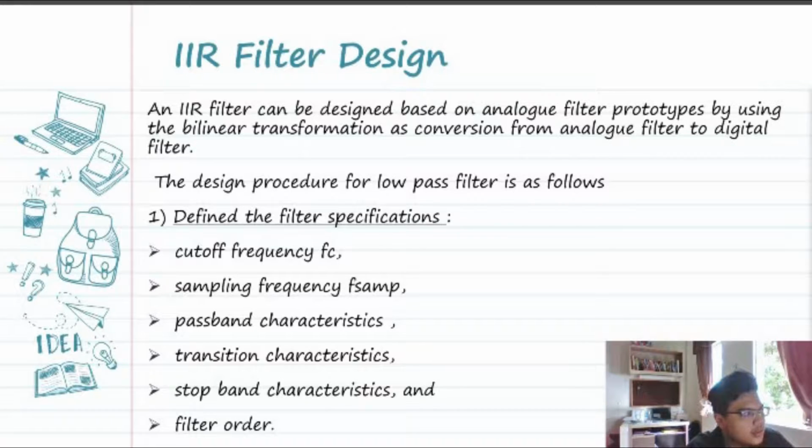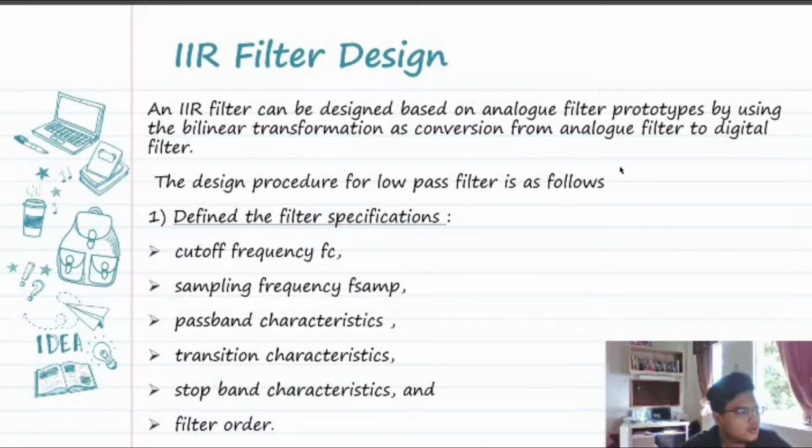Today I will present my part, that is IIR filter design. An IIR filter can be designed based on an analog filter prototype by using a linear transformation as conversion from analog filter to digital filter. Before we start the low pass filter, we need to follow the design procedure. The first one is to define the filter specification: cutoff frequency, sampling frequency, passband frequency characteristic, transition characteristic, stopband characteristic, and filter order.